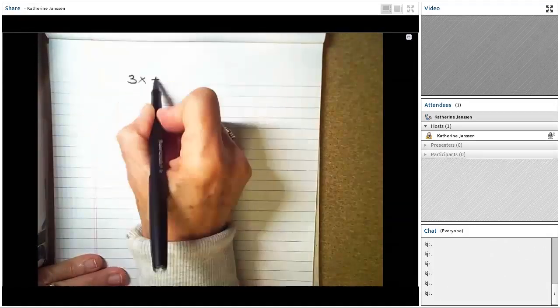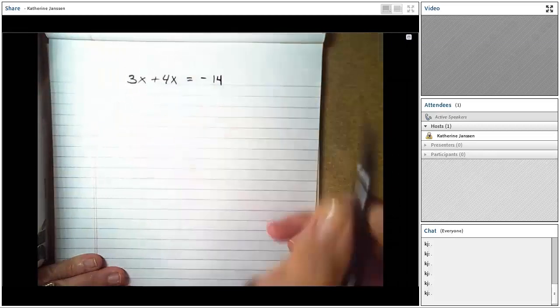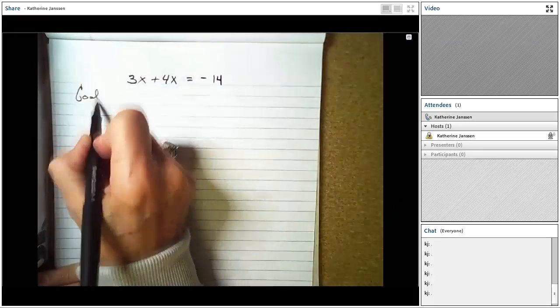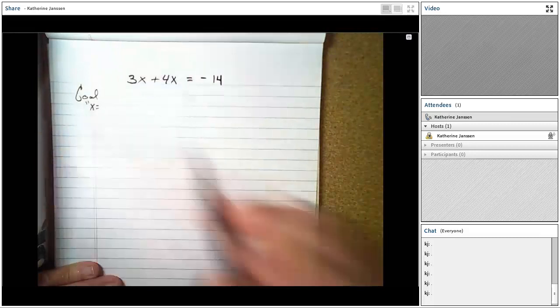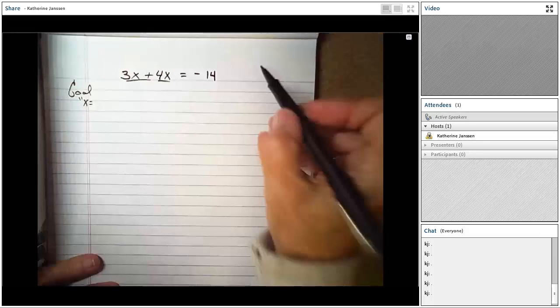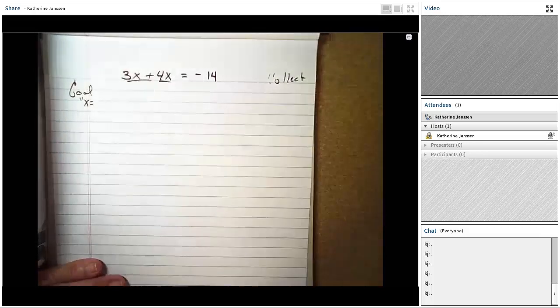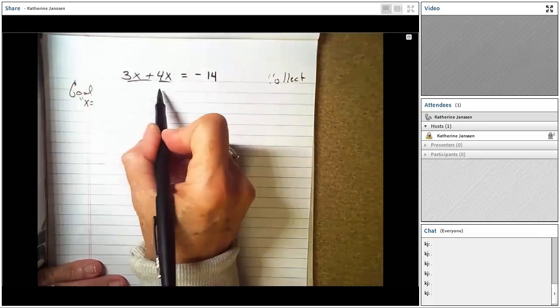3x plus 4x equals negative 14. Our goal is to solve for x, that is, isolate the variable, but in this case we're going to collect like terms first. We have a couple of like terms, so we'll collect them. 3x plus 4x is 7x.